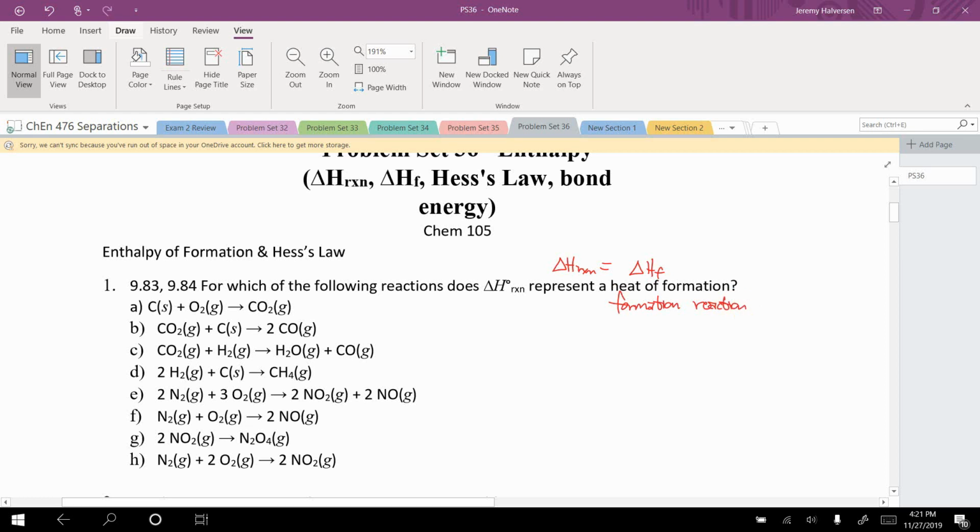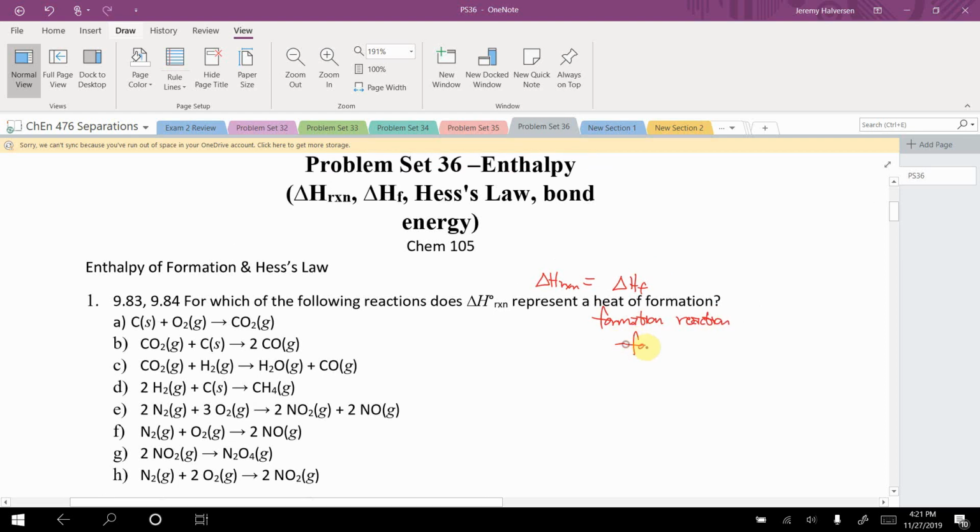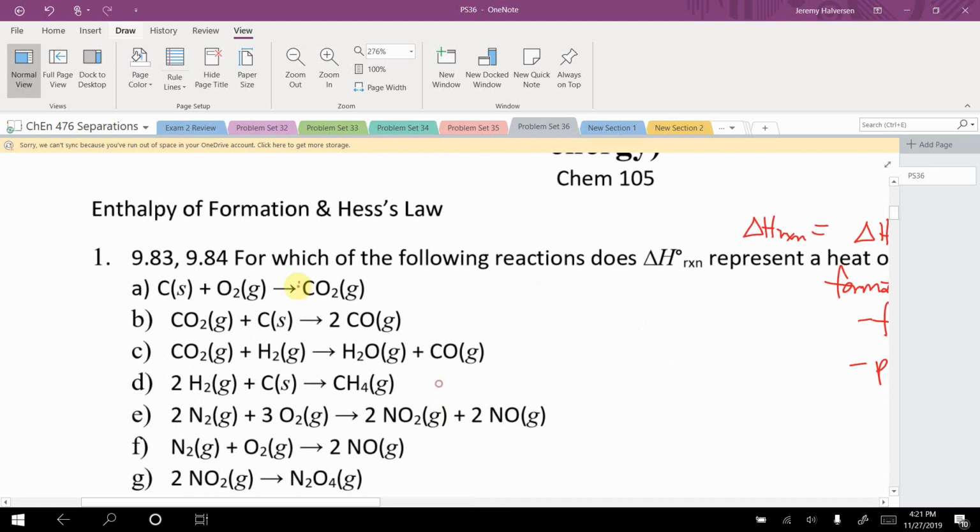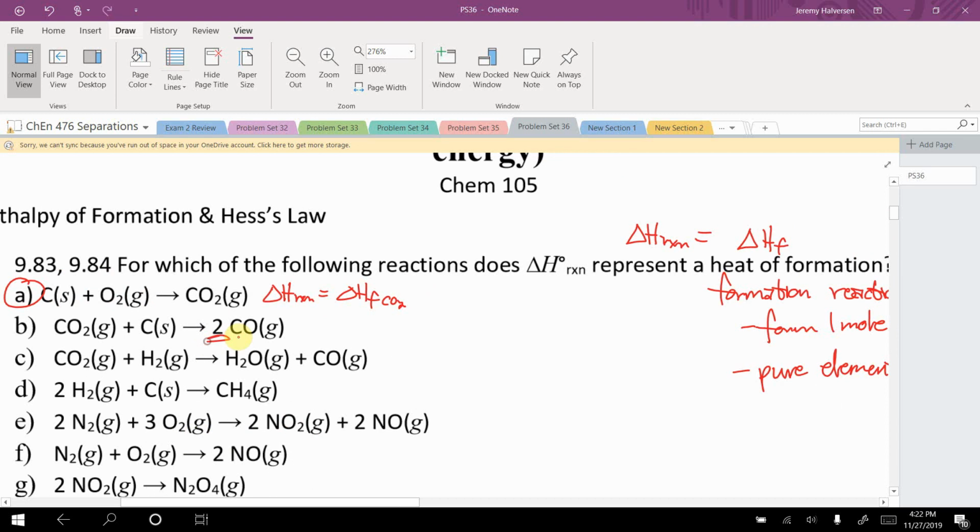Well, what's a formation reaction need? You need to form 1 mole of something from pure elements in their standard states. So I can go through this. A forms 1 mole, and it forms it from elements in their standard state. So that's a formation reaction. So the delta H of this reaction is equal to the delta H of formation of CO2, because I'm forming CO2.